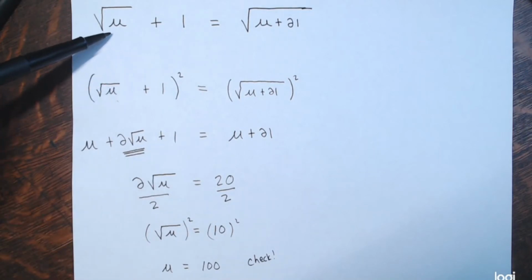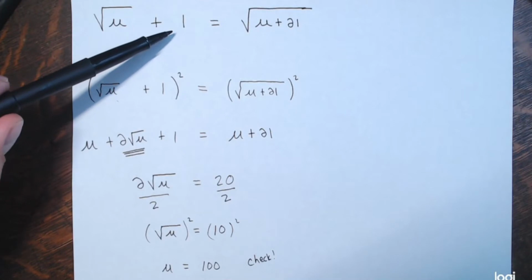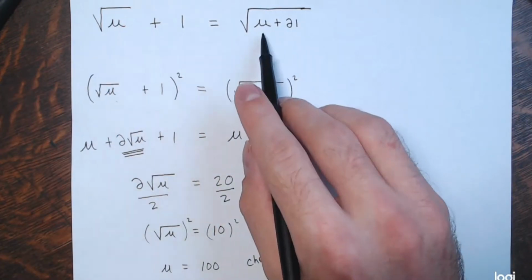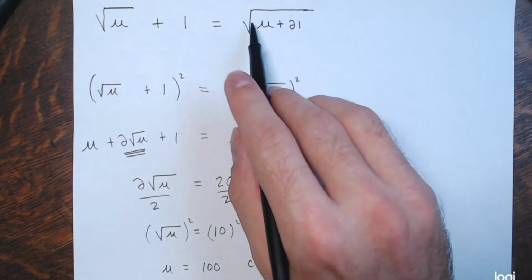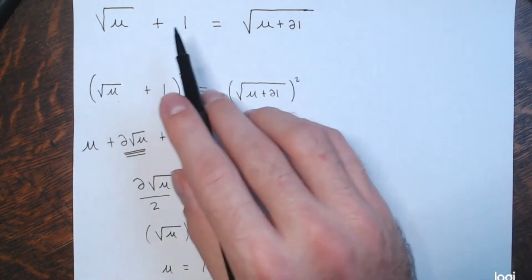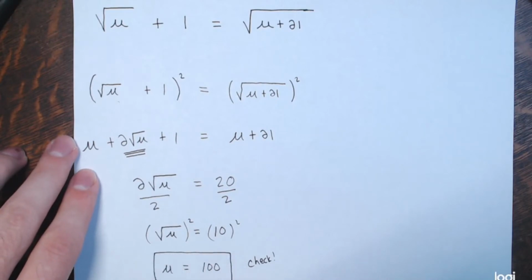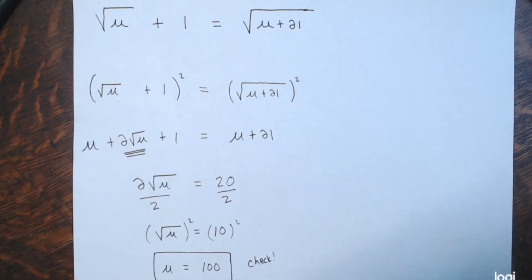The square root of 100 is 10, plus 1 is 11. I'd have 11 on the left, and then 100 plus 21 is 121. The square root of 121 is 11. I'd have 11 equals 11. So this works. This is a valid solution to this equation.